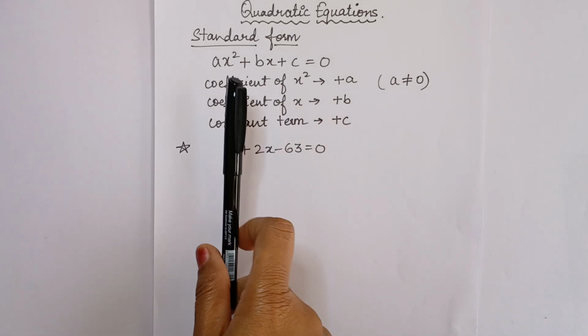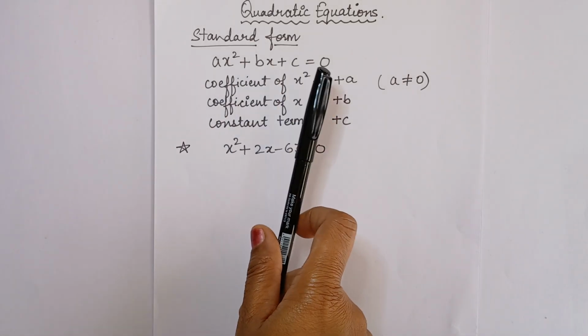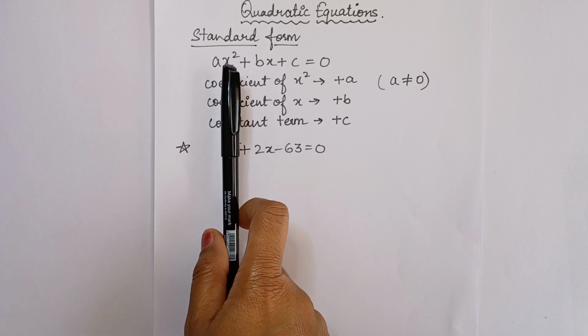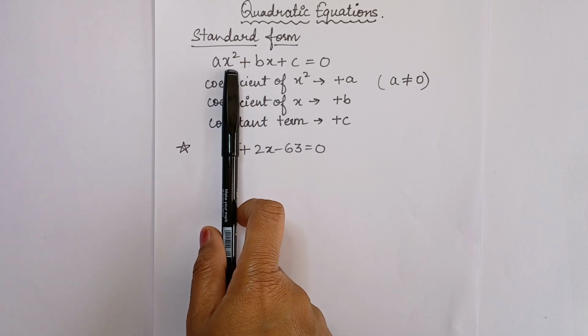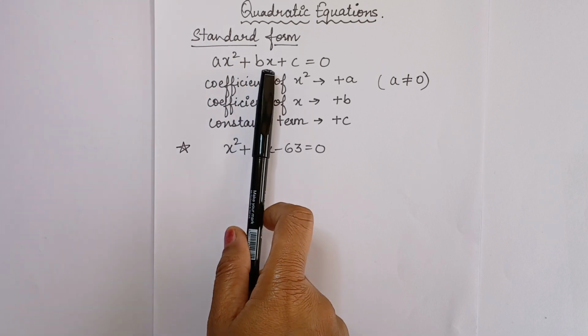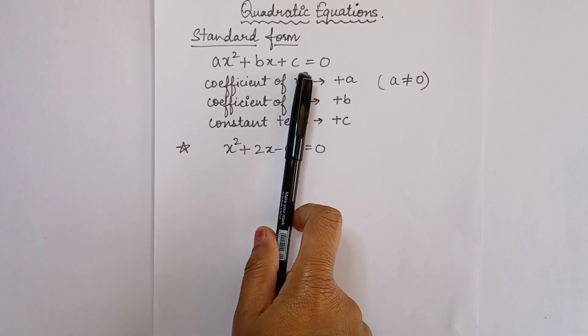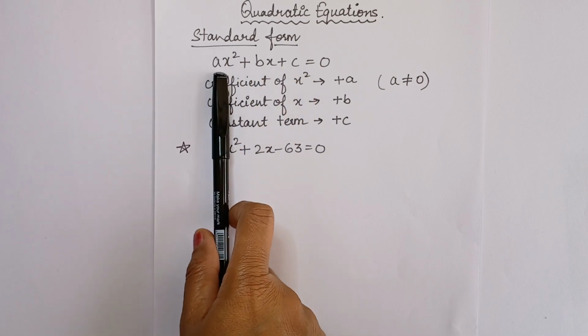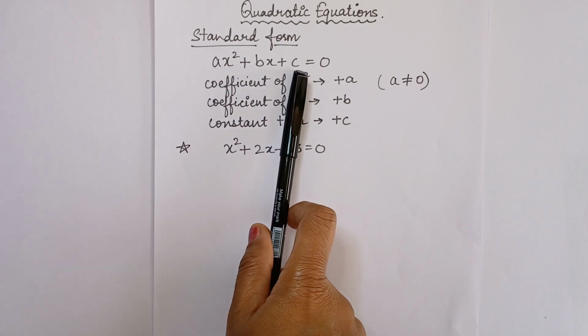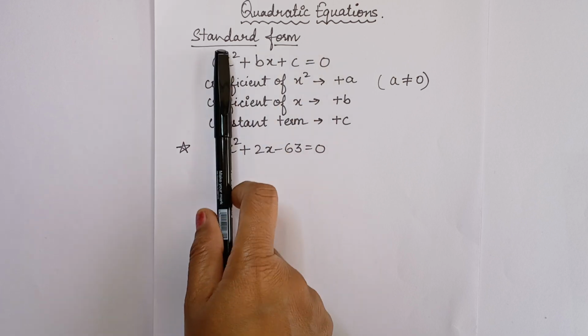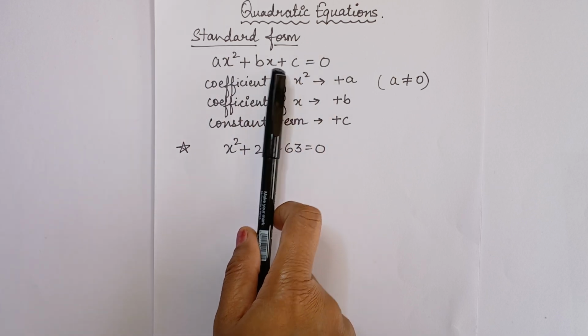Standard form of quadratic equation is ax square plus bx plus c is equal to 0. As you can see, the term with x square is at the first place, and then the term with x, then the constant term. So first term should be of x square, second term should be of x, and the third term should be constant. Then we call it a standard form of a quadratic equation.